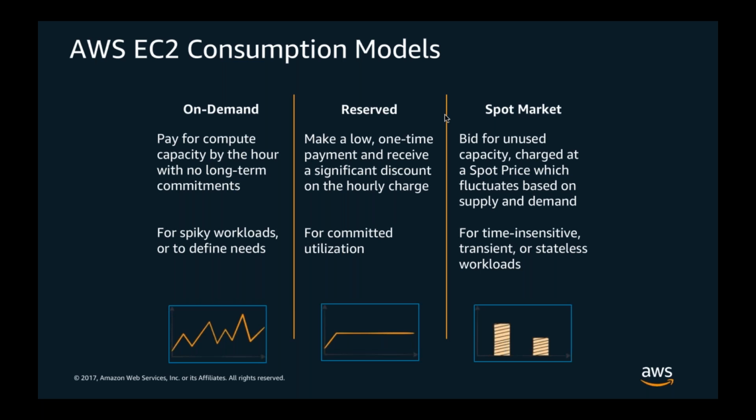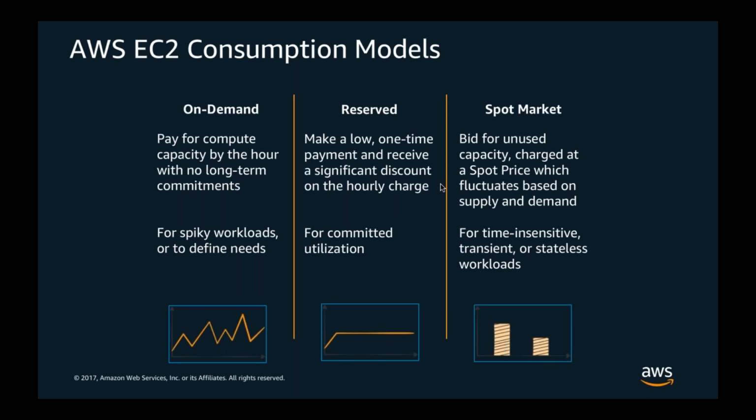And it's great for spiky workloads and when you're in the mode of really starting to define the type of workloads that you'll be running on AWS. So once you've locked in and have a good understanding of the types of workloads that you'll be running on AWS, it really makes sense to think about utilizing reserved instances, right? This is the ability to reserve physical capacity in our data centers for a 1 year or a 3-year period of time. And this allows you to receive a significant discount off of the on-demand price.